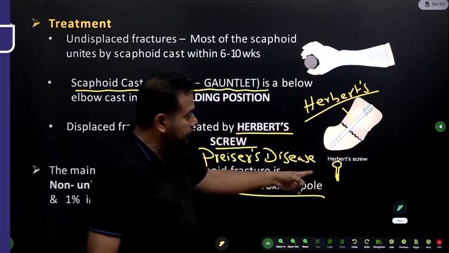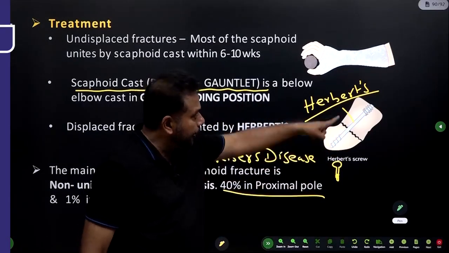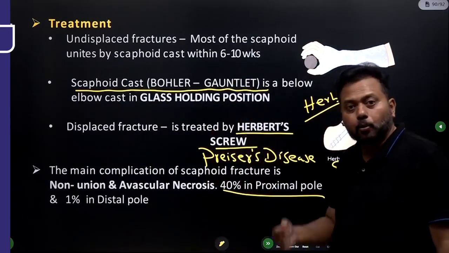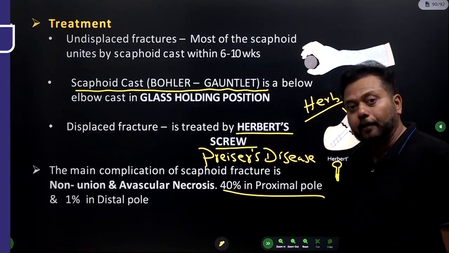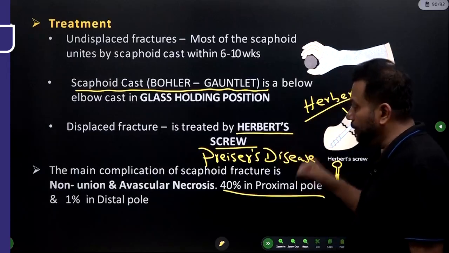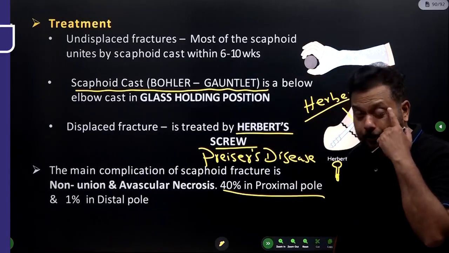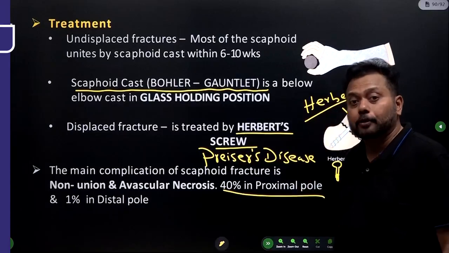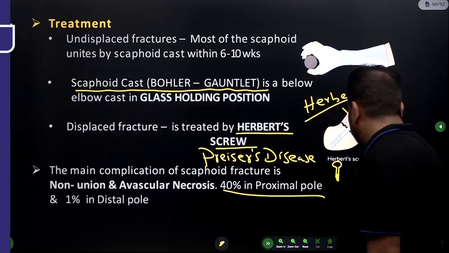But this screw doesn't have a head. So Herbert screw is a headless screw which can be buried inside the bone. Once you have buried it inside the scaphoid, no need to remove it back. Okay, so Herbert screw. If it's a displaced fracture, immediately do a Herbert screw fixation which will prevent avascular necrosis and non-union, and re-establishes the blood supply.